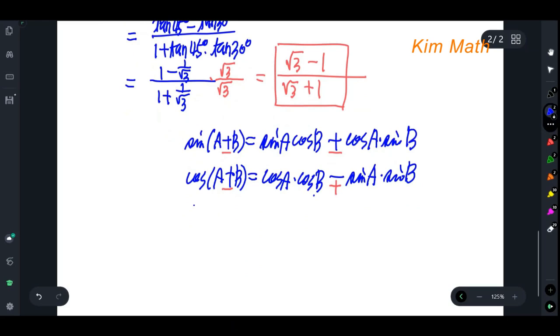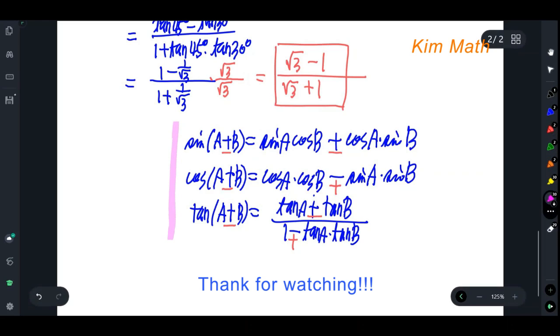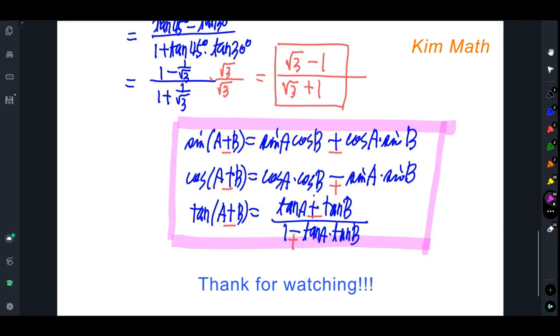And the third one, tangent A plus B will be tangent A plus tangent B over 1 minus tangent A times tangent B. When you have a negative sign, you must have a negative sign here, and you must have a positive sign here. Okay? So please invest some time to memorize these 6 identities.